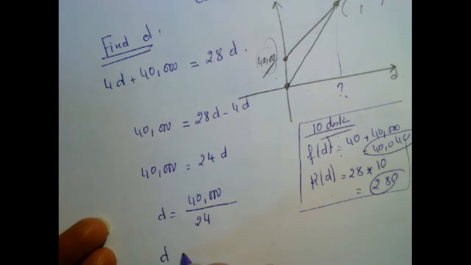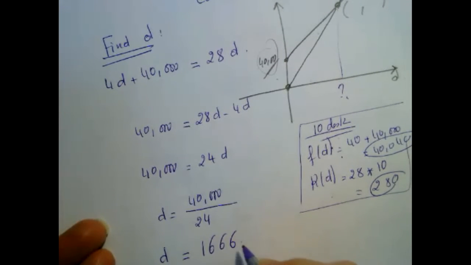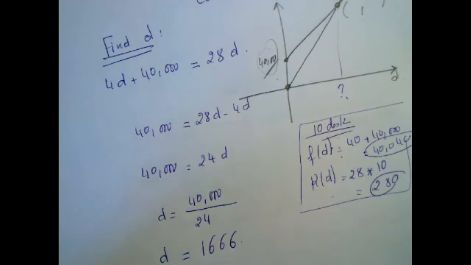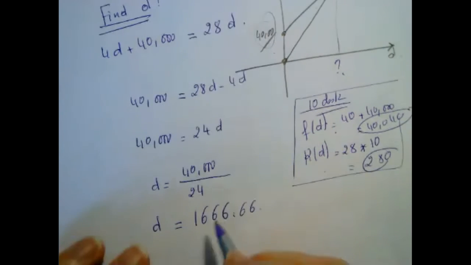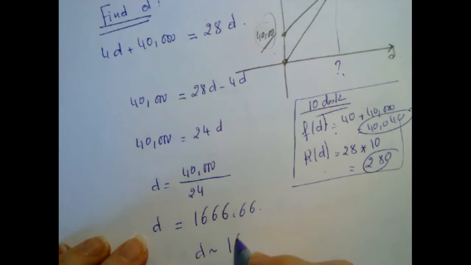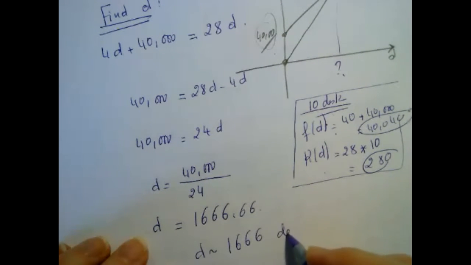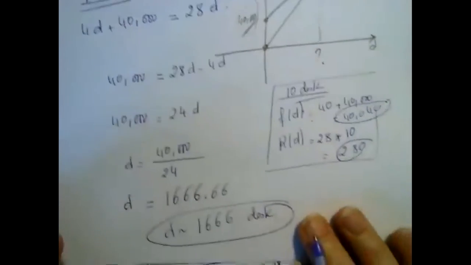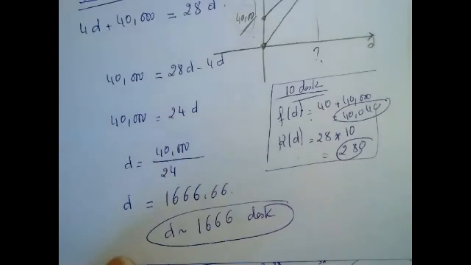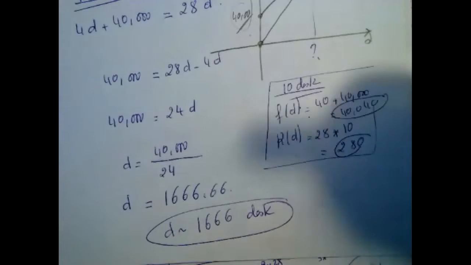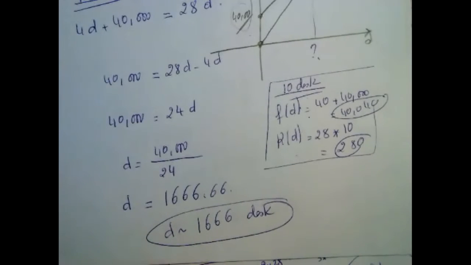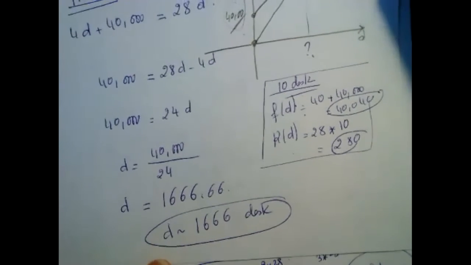the number of desks, if I'm doing the math correct, is 1,666. Almost that much. There is 0.66, but I don't want to worry about that. So it means that we should produce almost 1,666 desks. For the quiz, I don't care whether you round up or down, because it's number of desks. I don't want 2/3 of a desk or 0.66 of a desk. It doesn't make sense. All right.